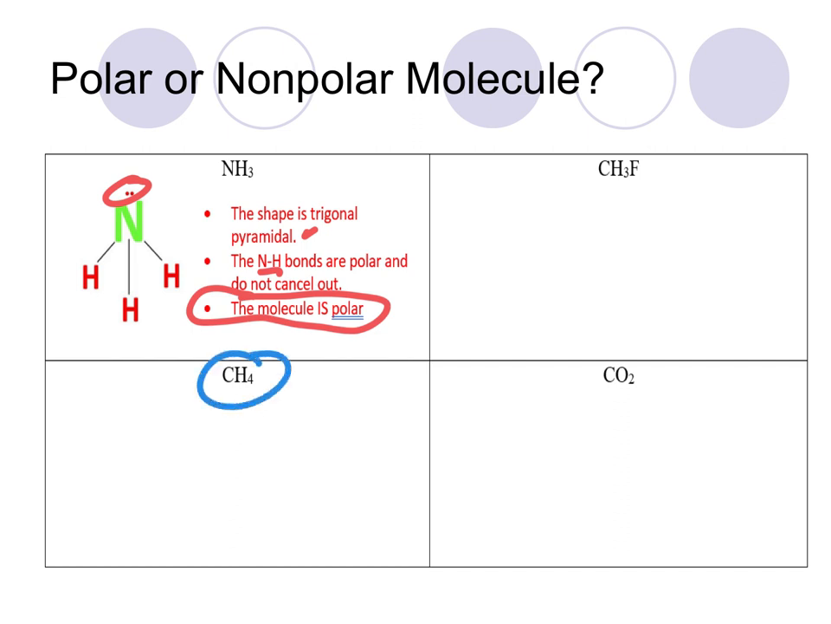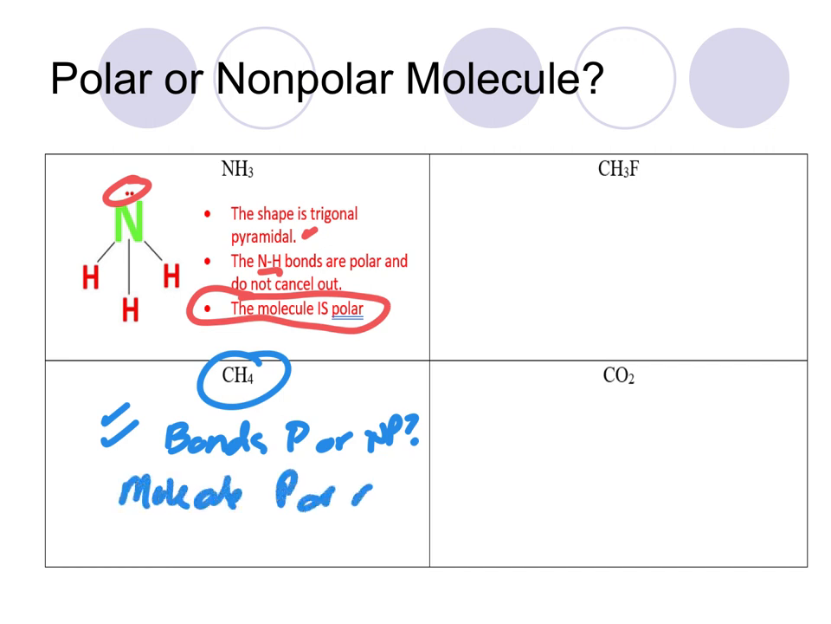Next, let's go ahead and do the CH4. You're going to follow those same steps. You're going to draw the Lewis structure. If the shape is not bent or trigonal pyramidal, then you're going to go to your electronegativity values, determine if the bonds between 2 atoms are polar or nonpolar, and then decide for the molecule, is it polar or nonpolar? Pause the lecture while you do that and turn it back on to see how you did.